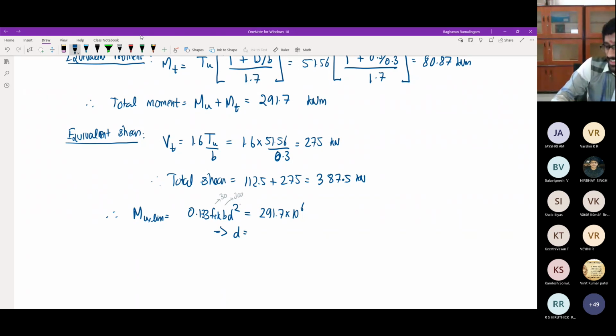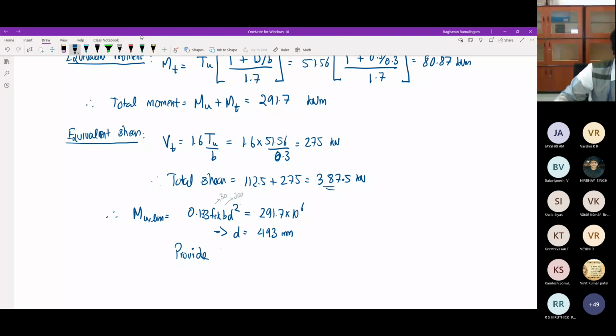How much is D? It's coming around 493.6. Okay, so we need a bigger beam, 493 mm. Let's make it quite big. Let's provide the depth because my shear is quite big. I have a really big shear here, 387 kilonewtons. It's actually a really large shear to have. So instead of 493, I'm going to put a pretty big beam.